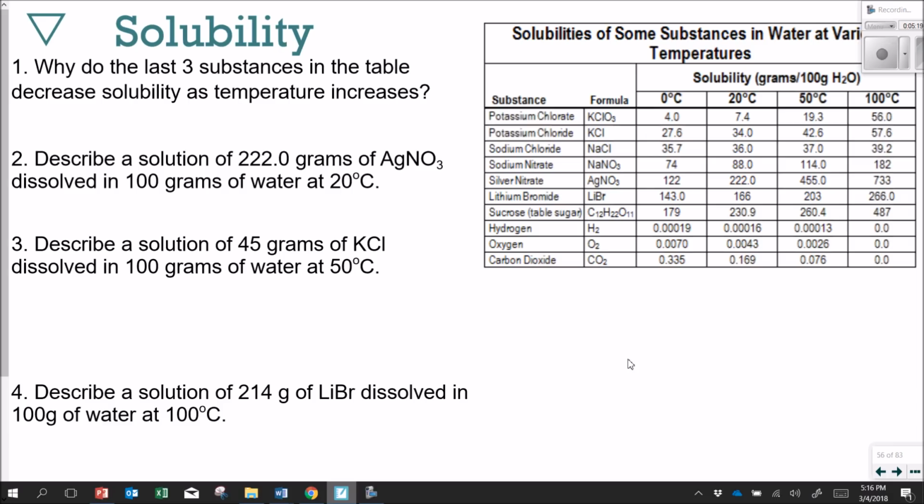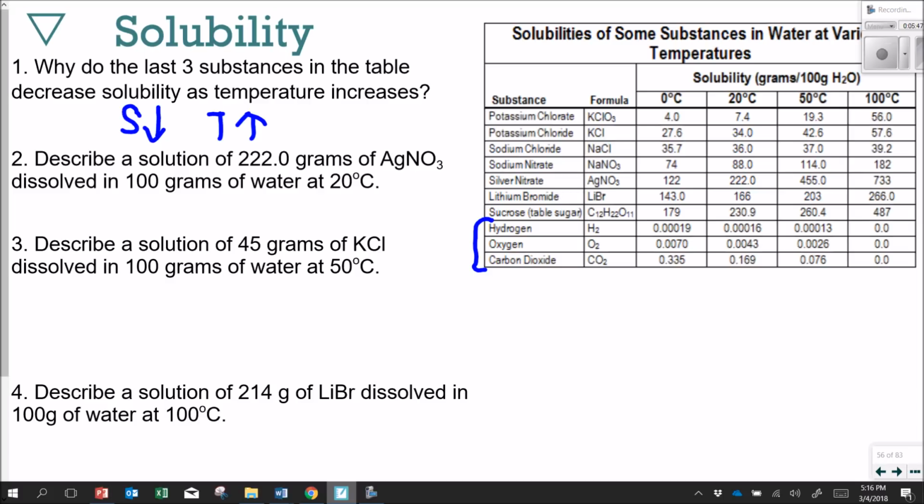The table here shows the solubilities of some substances at various temperatures. Remember that the solubility is the amount of solute in a saturated solution. So question 1 says, why do the last 3 substances in the table decrease solubility as temperature increases? They are these 3 here, and they are gases, so we can see that their solubility decreases as temperature increases, and we know that this is true for gases.